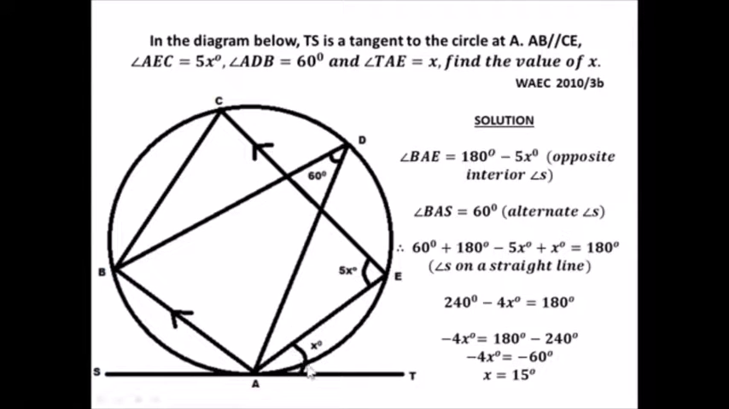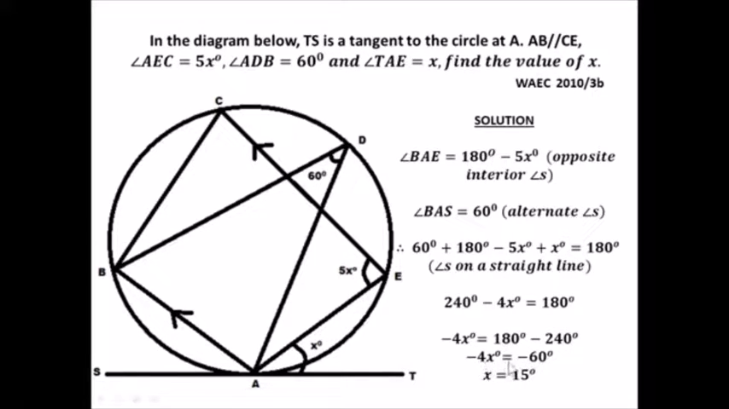So the addition of this angle x plus 180 minus 5x plus 60 will give us 180, and that's what you're having on the screen right now. This is angle on a straight line, 180 degrees. So if you sum this, that gives us 240 minus 5x plus x will give us minus 4x equals 180. Then collect like terms, minus 4x equals 180 minus 240, that gives us minus 60.